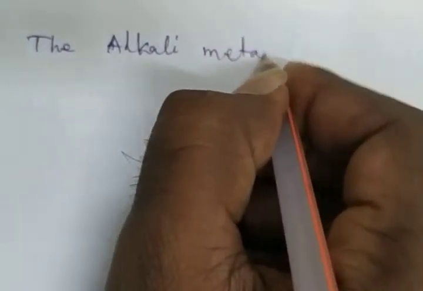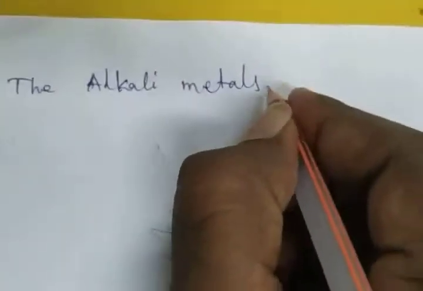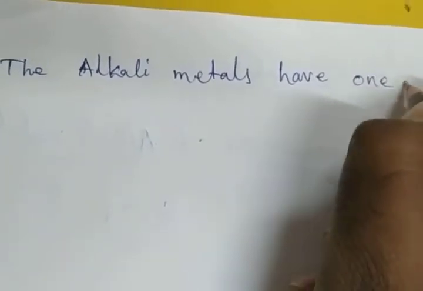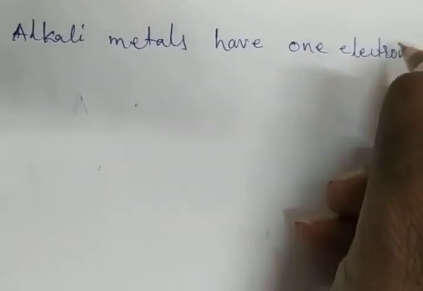The alkali metals show a marked similarity and gradation in their properties. Okay, suppose the general electronic configurations are the same. I will discuss the electronic configuration. Here, the first point is that the alkali metals have one electron in the s orbital of their valency shell.